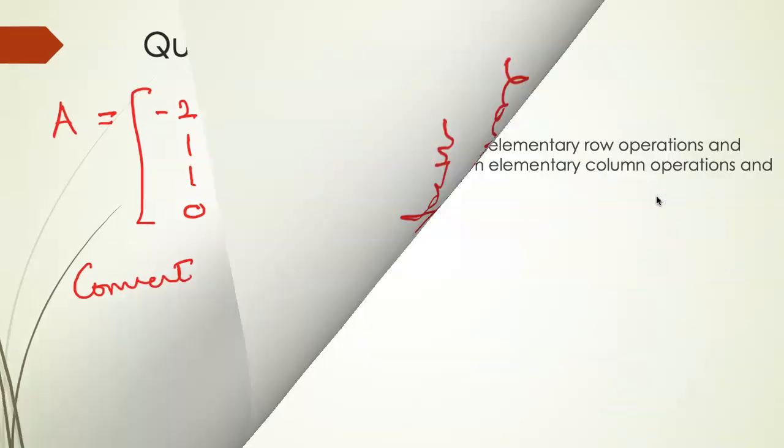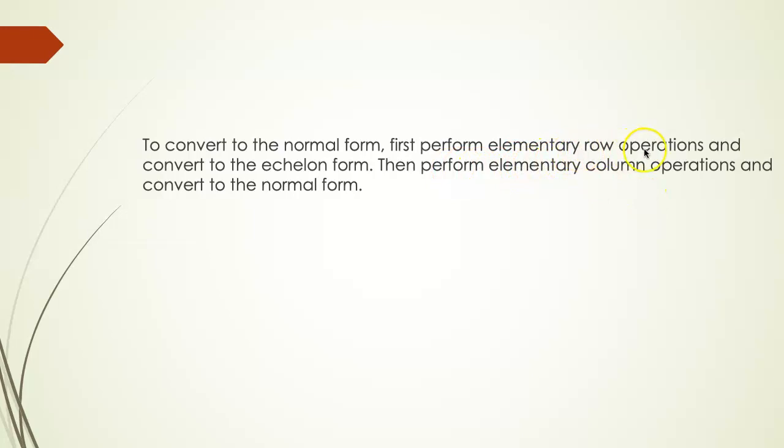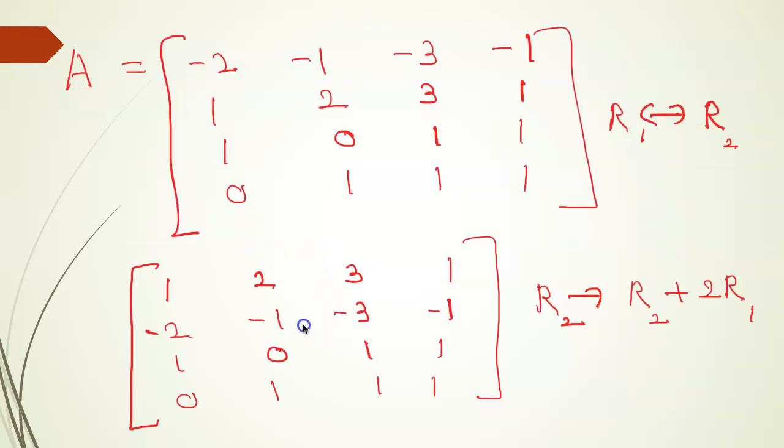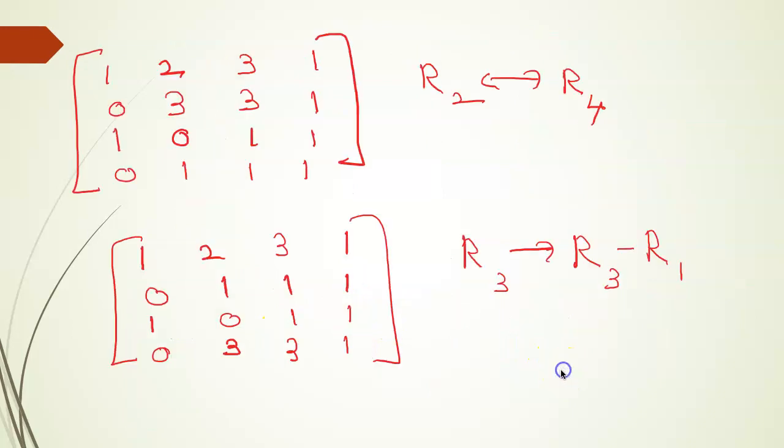To convert to the normal form, first perform elementary row operations and convert to the echelon form. Then perform elementary column operations and convert to the normal form. So if I do the elementary row operation interchanging R1 and R2, I get the first row as 1. And now if I do R2 plus 2 times R1, you get this as 0, 3, 3, 1.